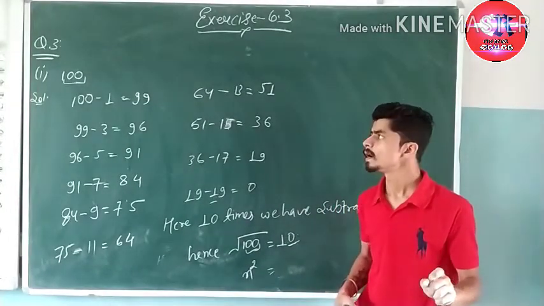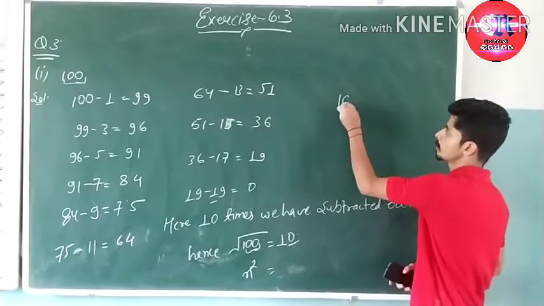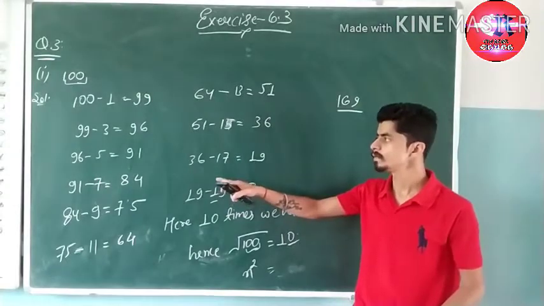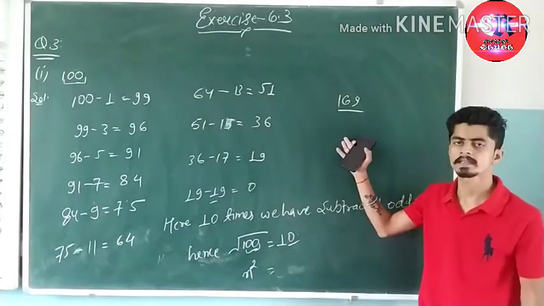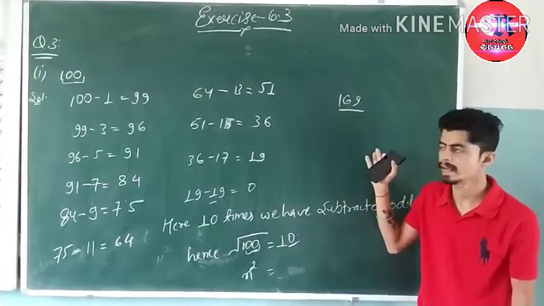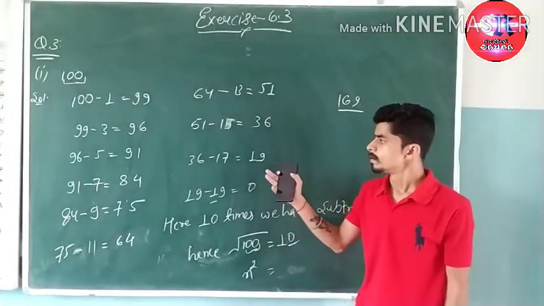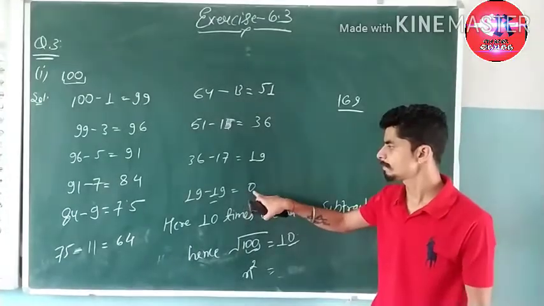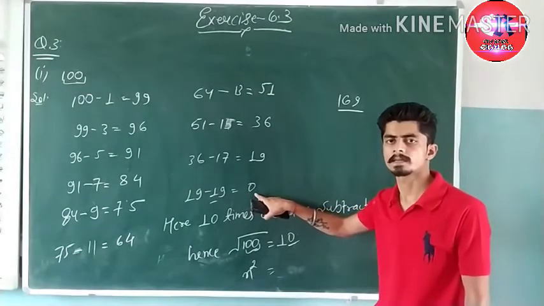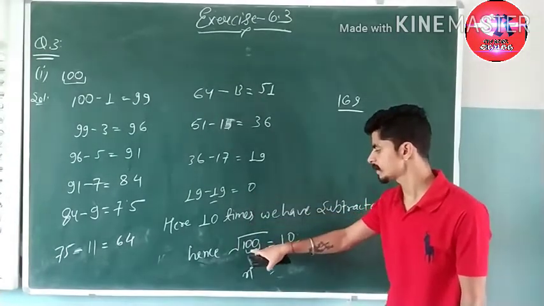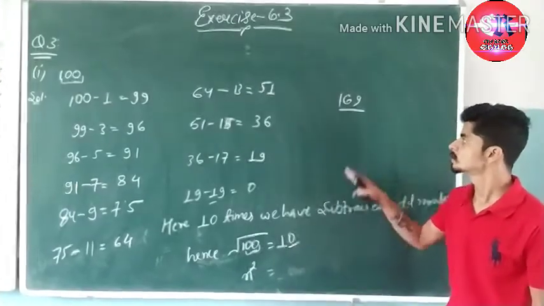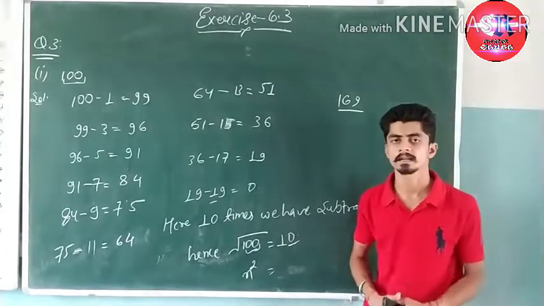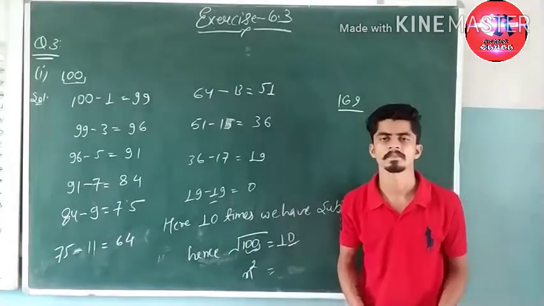One more thing is that 169 is the second number we have to find. So in this way you also have to find the square root of 169. Whenever you get 0, just count the number of subtractions, how many times you have subtracted the odd numbers, and similarly you have to follow these rules. After that you will get the square root of 169. So that's all the solution of question number 3.